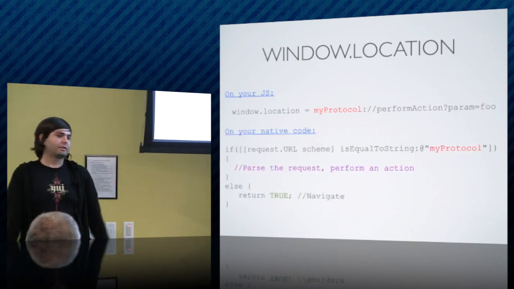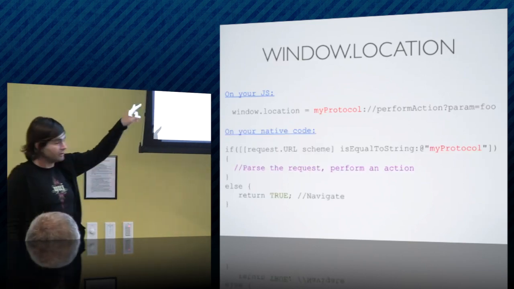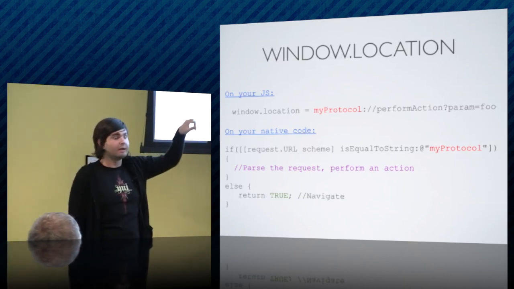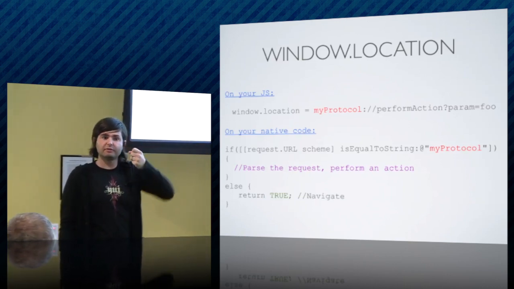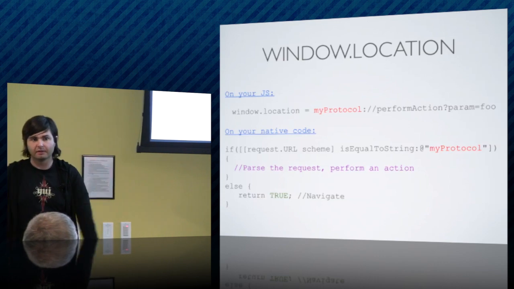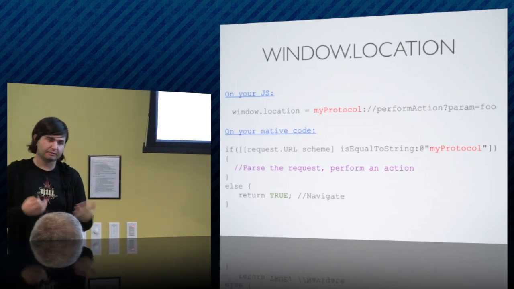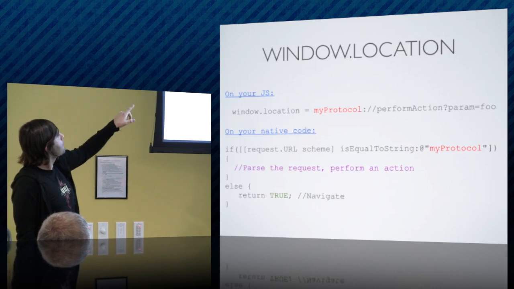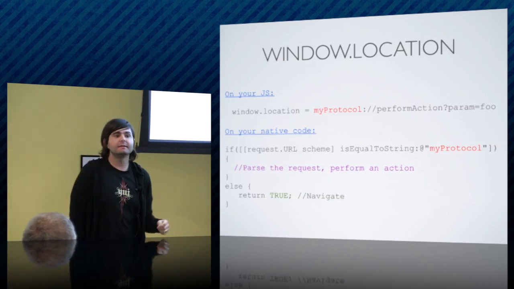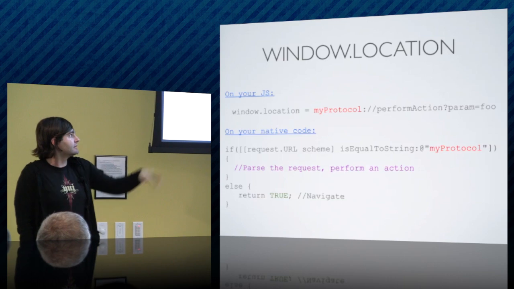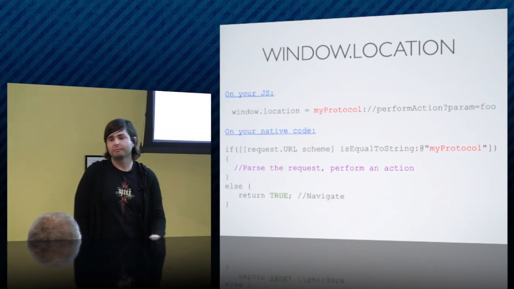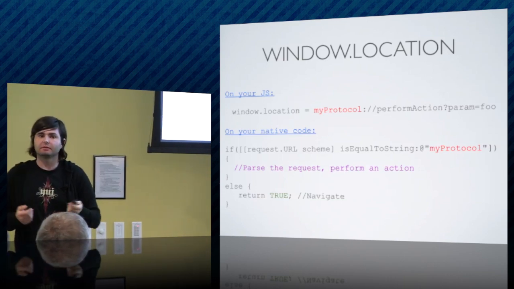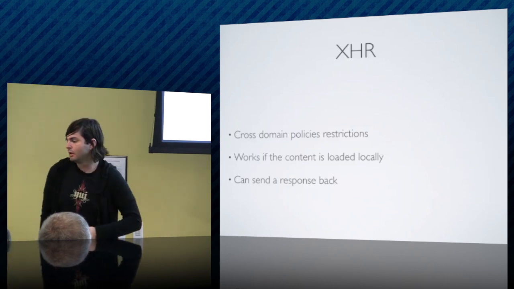Then on the native side of things, you just need to be watching for that protocol. And if it matches, then you intercept it. You prevent default, if you want to call it, translate it to web, and then parse the request and do something. Otherwise, just keep on navigating. So that's kind of like pseudocode, how this works.